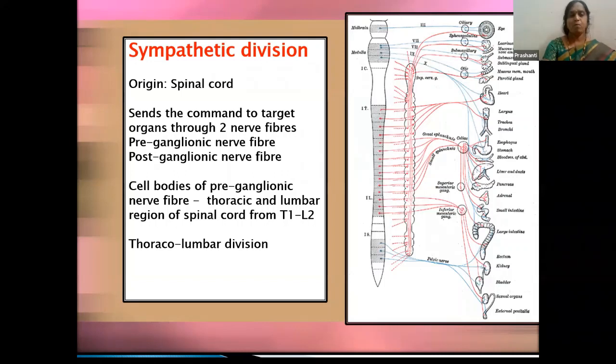Then how does it send the signal? It takes the help of two nerve fibers: the preganglionic nerve fiber, children, and the postganglionic nerve fiber. The first nerve fiber arising from the spinal cord is called the preganglionic fiber. This is the connectivity, children, or the chain ganglia. From that, another nerve fiber arises, called the postganglionic nerve fiber.